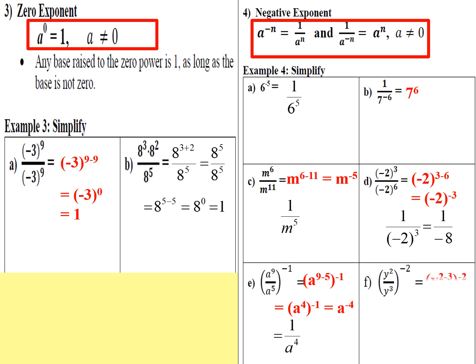Letter F. y to the 2 divided by y to the 3, raised to negative 2, is y to the 2 minus 3 raised to negative 2, which is y to the negative 1 raised to negative 2 equals y squared. In other words, negative 1 times negative 2 equals positive 2.